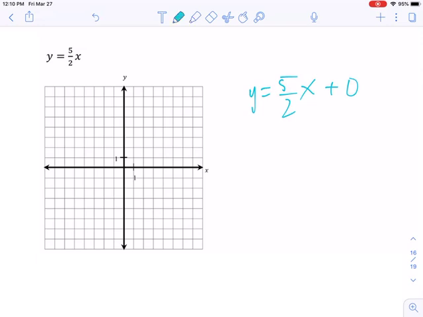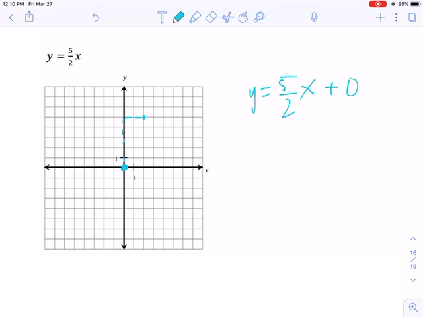So we're going to use those and do some graphing. So if our y-intercept is at 0, that means that we're putting the point 0, 0 on the graph, okay? And then 5 over 2 is our slope, so that's our rise over run. So we're going to rise 5 and run 2 to get us here. Oops, there we go, okay?